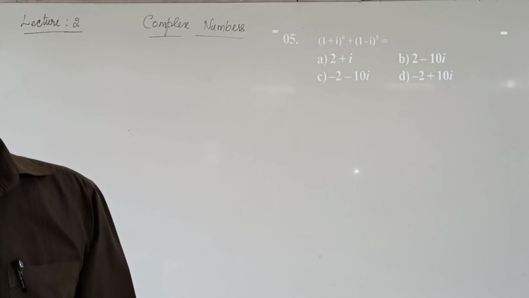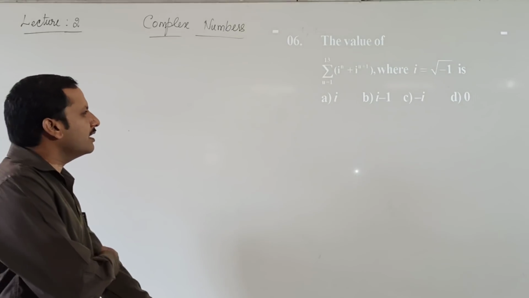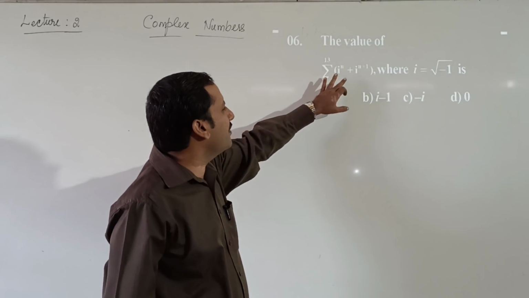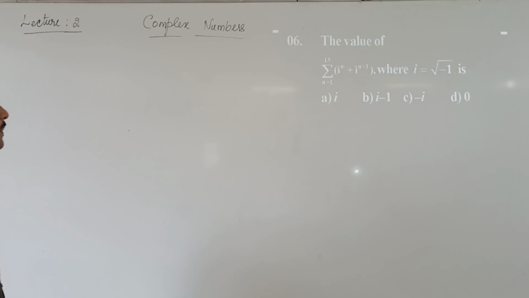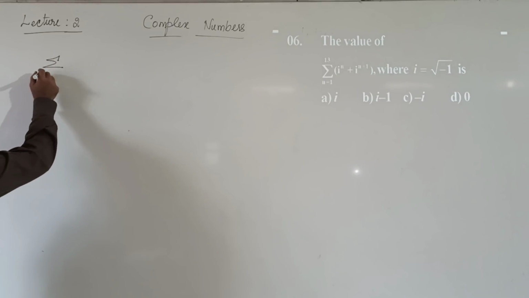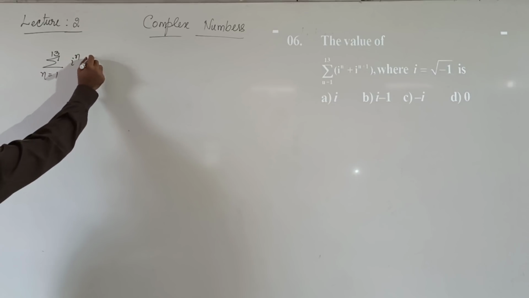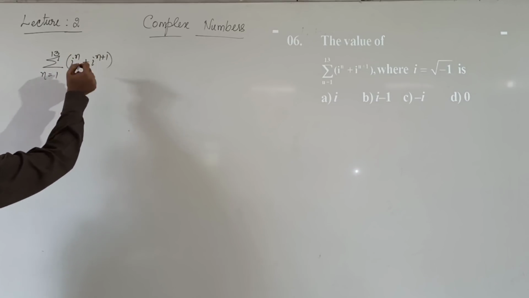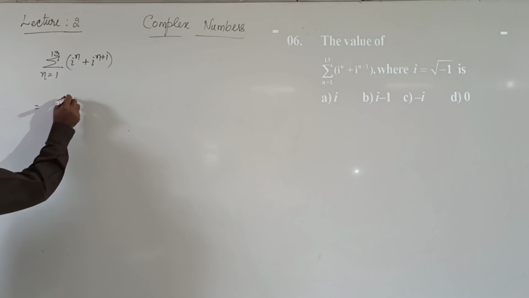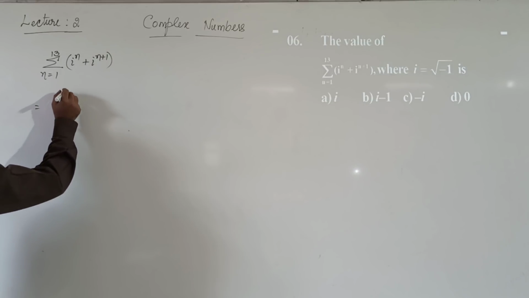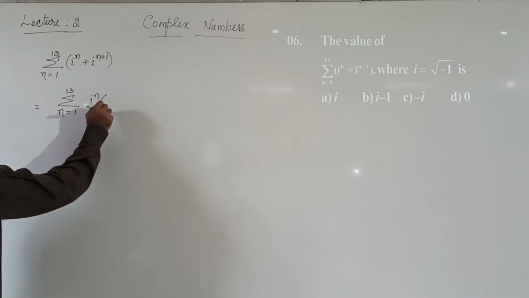Now let us discuss the next question. Question 6. The value of sigma n from 1 to 13 of i power n plus i power n plus 1, where i is root of minus 1, is summation n from 1 to 13 of i power n plus i power n plus 1. This is what we have to find out. Okay. So now, before I put values for n, I will take i power n as a common factor. Okay. Then what will remain?